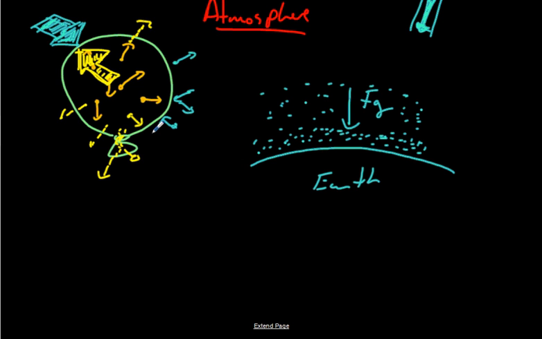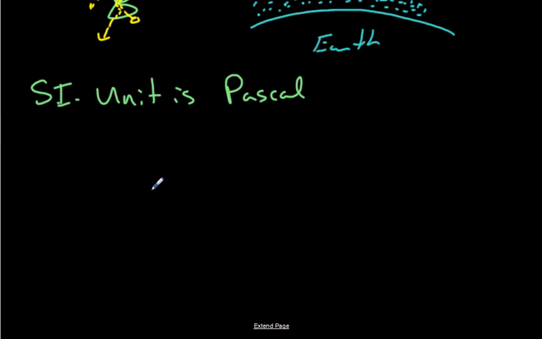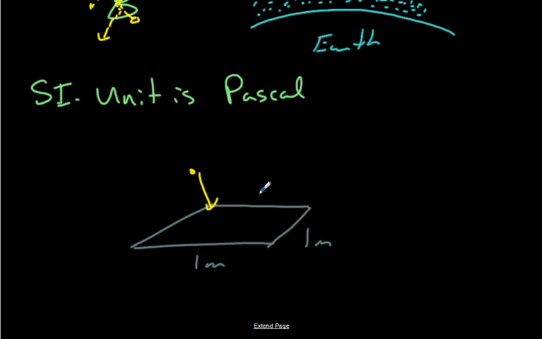Okay. Let's talk about what units we measure pressure in. The SI unit for pressure is the Pascal. How that's measured is if you imagine a square meter, and you have particles from the atmosphere hitting into it. They're going to exert some force there. When that force totals 1 Newton, you have 1 Pascal of pressure. So the units are 1 Newton per square meter. This is the Pascal.